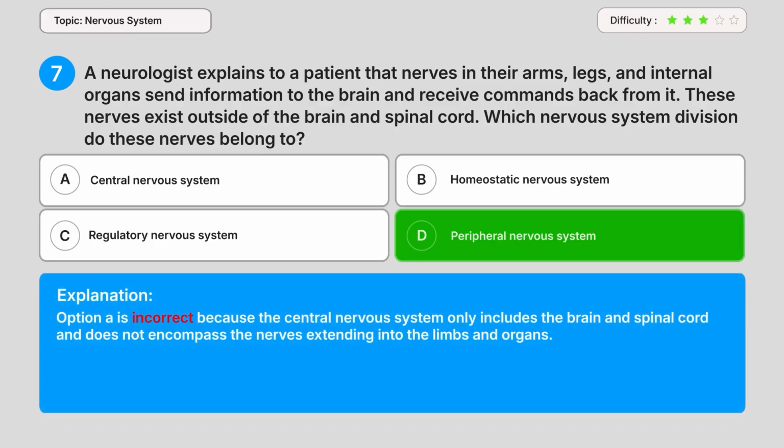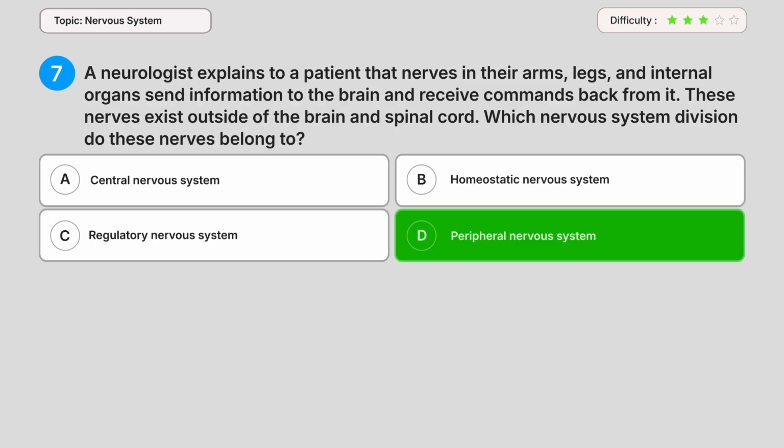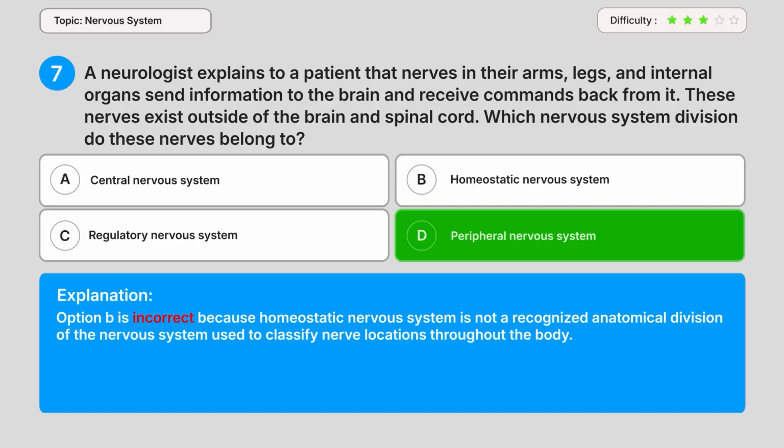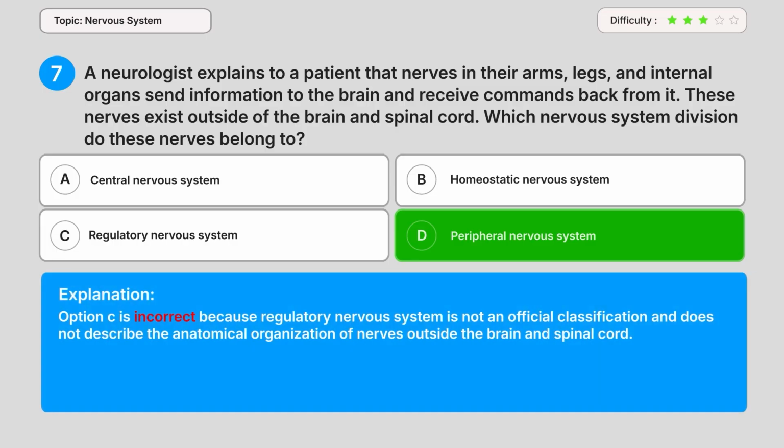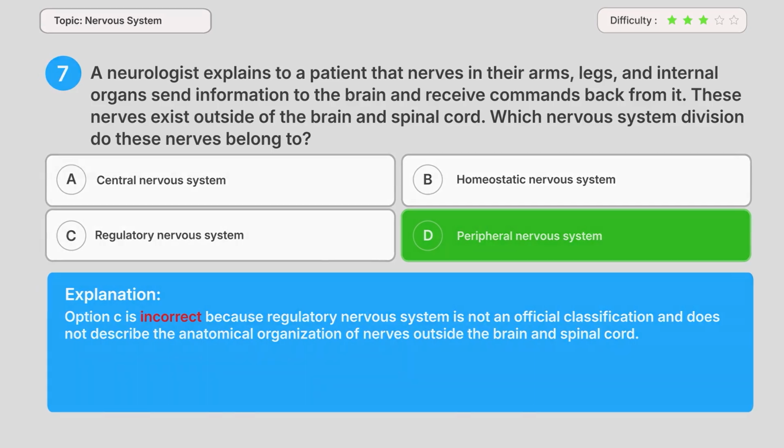Option A is incorrect because the central nervous system only includes the brain and spinal cord and does not encompass the nerves extending into the limbs and organs. Option B is incorrect because homeostatic nervous system is not a recognized anatomical division of the nervous system used to classify nerve locations throughout the body. Option C is incorrect because regulatory nervous system is not an official classification and does not describe the anatomical organization of nerves outside the brain and spinal cord.